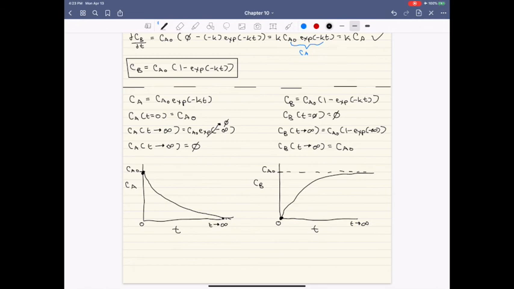Okay? And so by deriving these equations, we get a sense of how the concentrations of species A and species B are changing inside our batch reactor as a function of time.